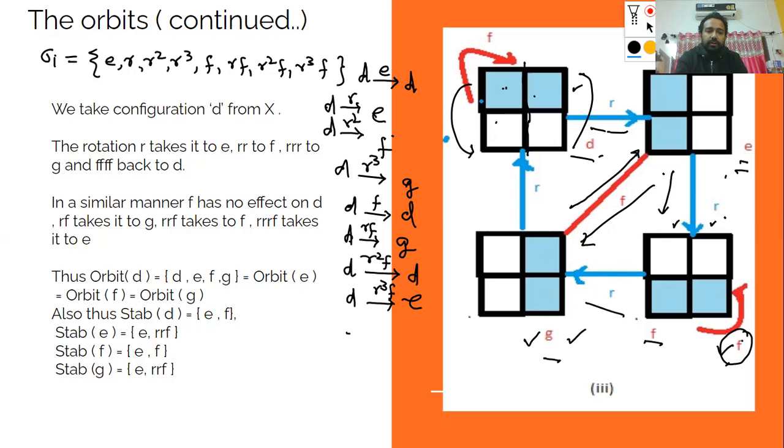Now, we can enlist these outcomes in a set called the orbit of D. So the orbit of D will contain D, E, F, and G, because those are the elements that result from D due to the actions of G. And if we study it a little more, we'll realize that the orbit of E is also the same set, which is D, E, F, G. So is the orbit of F, and so is the orbit of G.